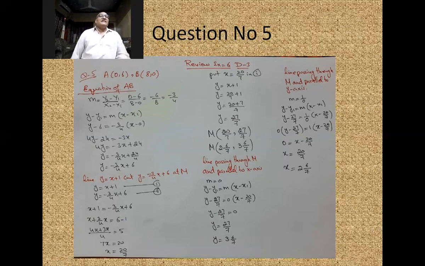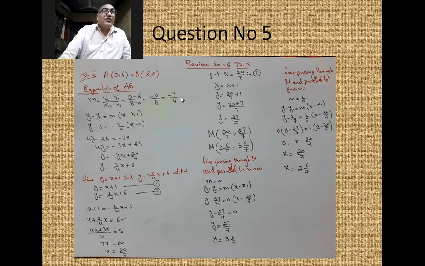Okay, so step by step, let's do. The first question is the coordinates of A point and the B point are given. A point is 0, 6, B point is 8, 0. They want you to find out the equation of the line joining A and B. So I know the coordinates of A and B. First of all, I will find the gradient of this line AB. That will be y2 minus y1 divided by x2 minus x1. It will be 0 minus 6 divided by 8 minus 0. So it will be minus 6 by 8. That will be minus 3 by 4. So I know the gradient of AB.